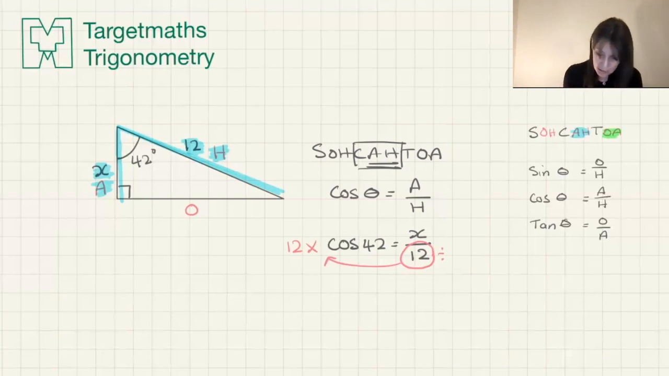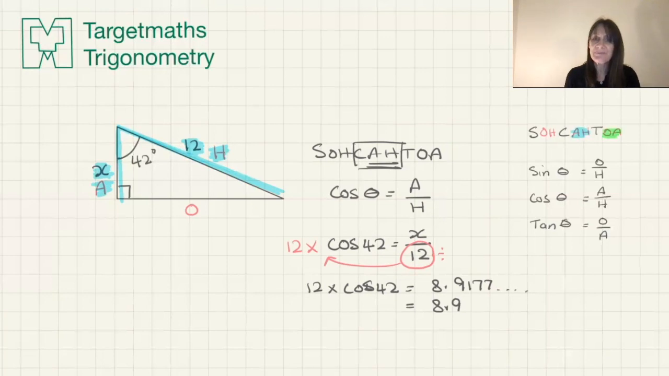I'm going to put 12 times cos 42 into my calculator. My calculator is going to give me 8.91 and on and on and on it goes. I'll round to whatever I'm being told to round to. So we'll round to 1 decimal place. And job done. That missing edge is 8.9 in length.